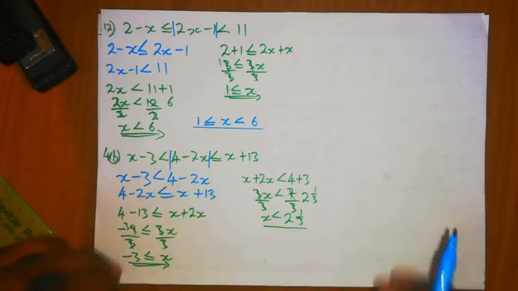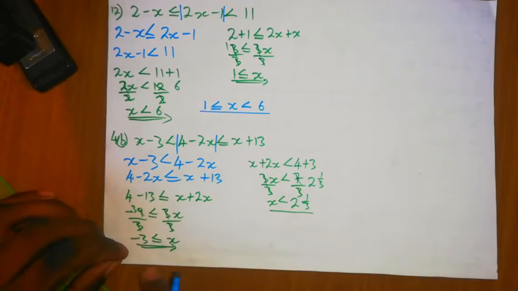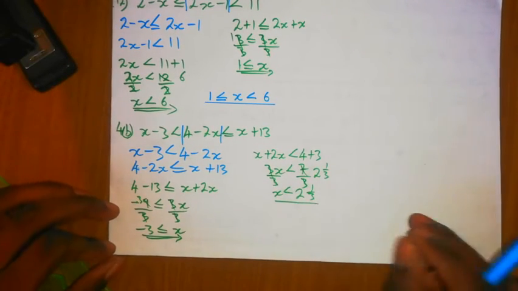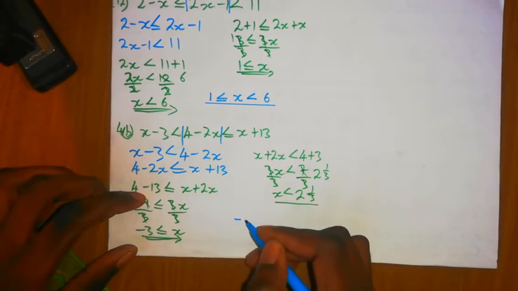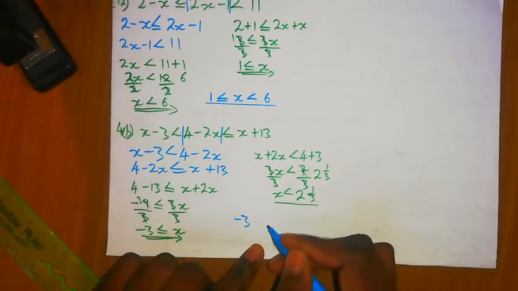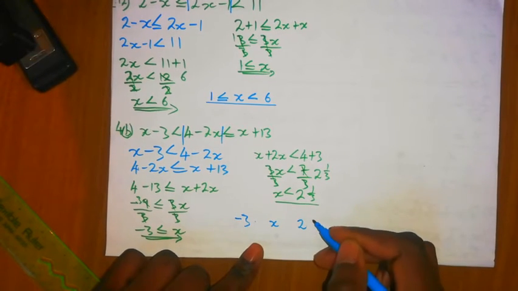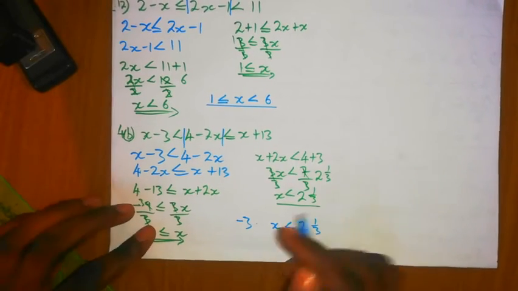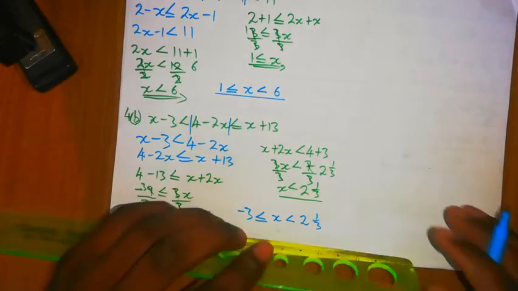So now we want to illustrate our final answer. In this case, which one is the least? The least is negative 3, because 2 and a third is bigger than this negative 3. So I'm going to come here and say negative 3, I'll leave a gap here and put my x there. I'll leave a gap and put 2 and a third there. I'll then follow my signs. They are like this, and that there is my final answer.